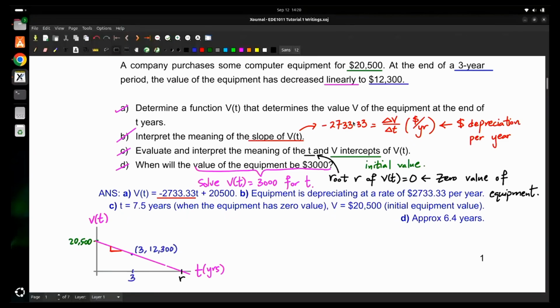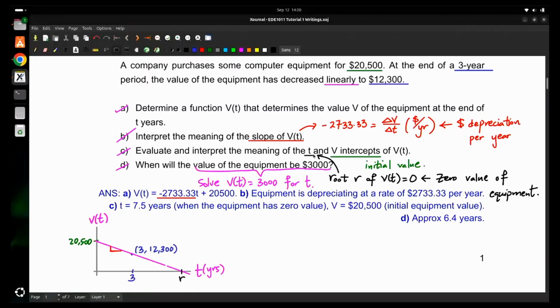Okay? So therefore, let's look at part C, which is the evaluation and interpretation of the meaning for the T and V intercepts. The V-intercept is really straightforward. The V-intercept is just your Y-intercept. So the Y-intercept is really the initial value of your purchase of the computer equipment.